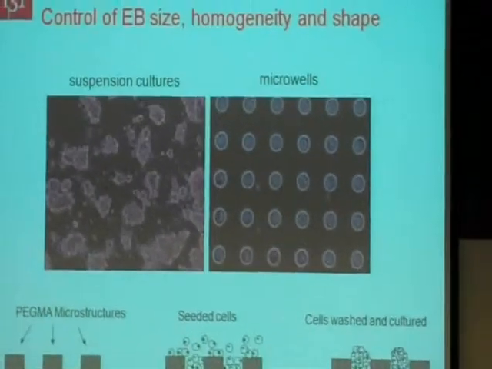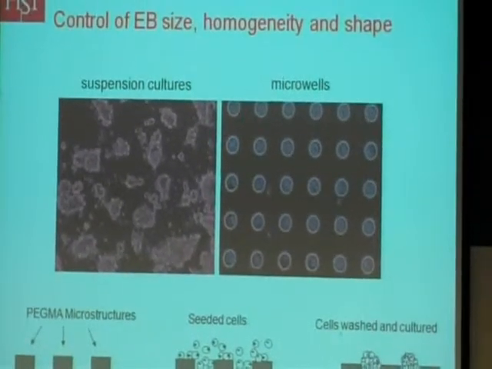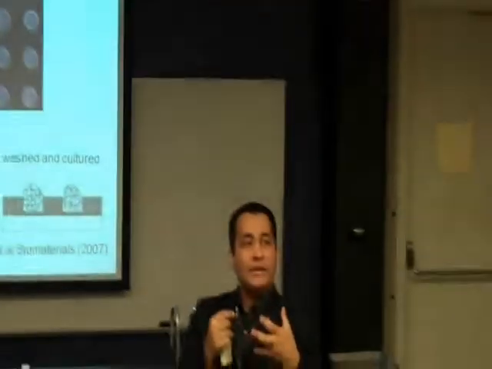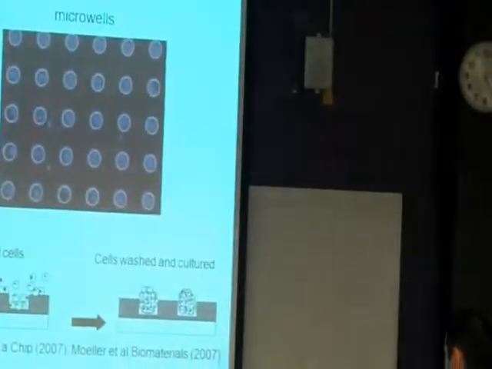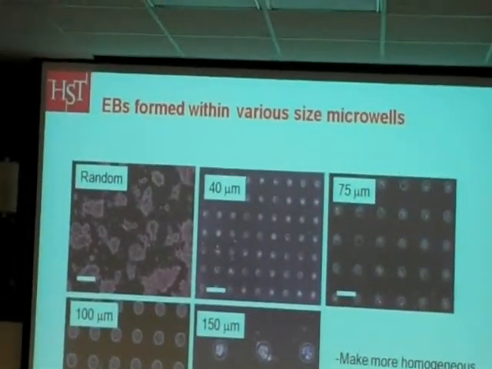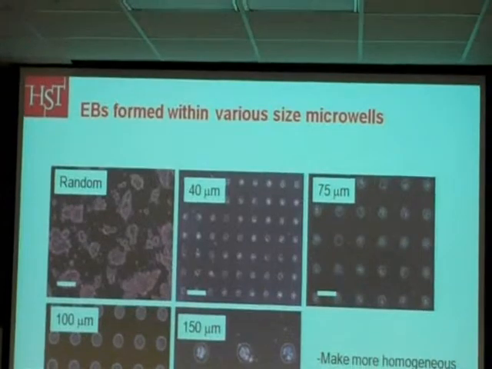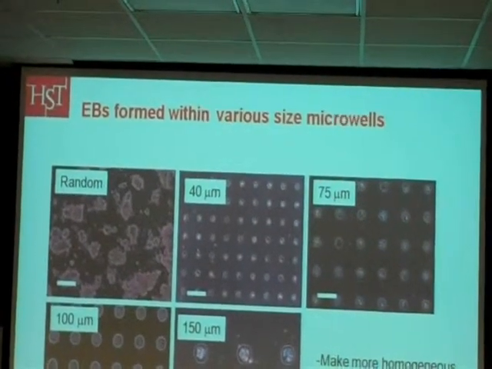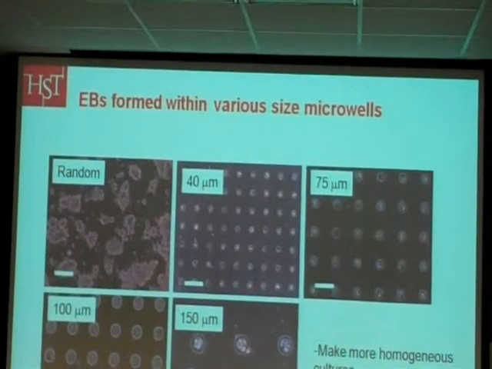So we can use these little wells that I told you about and control how many cells come together and form these little aggregates, and based on that try to see whether we can start differentiating them to different cell types. So one of the things that you can do is control this aggregation process much more controllably inside these wells compared to the random heterogeneous processes that most people use.